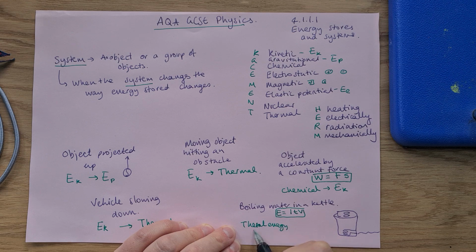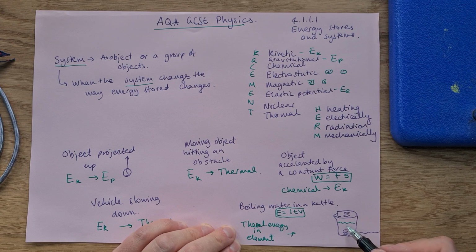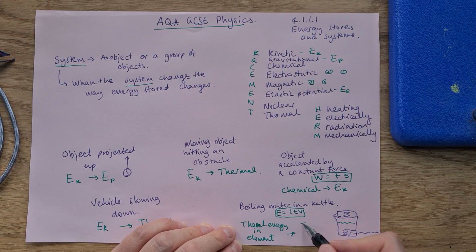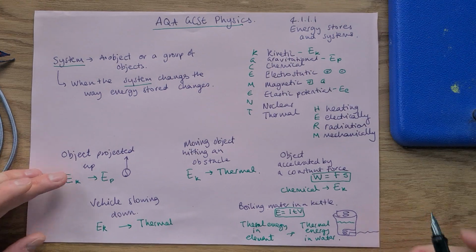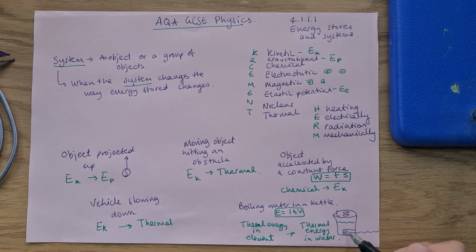energy in the element. Now the element is in contact with the water in the kettle, so the thermal energy in the element, because there's a temperature difference, transfers and increases the temperature of the water, which increases the thermal energy in the water. So this one is not the most interesting one. Energy is transferred electrically to the kettle. It depends on how you made it as to what store it was in beforehand. It's then transferred to the thermal energy of the heating element. The thermal energy of the heating element then transfers to thermal energy in the water.